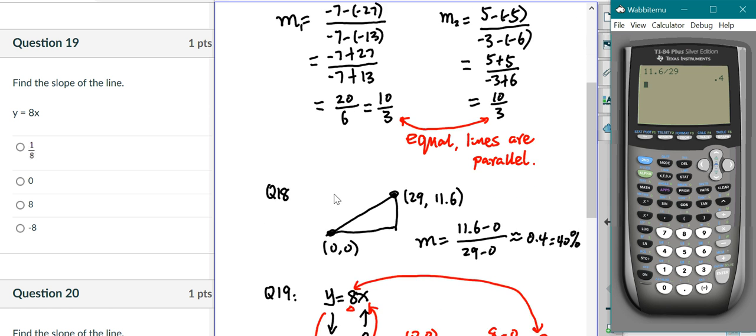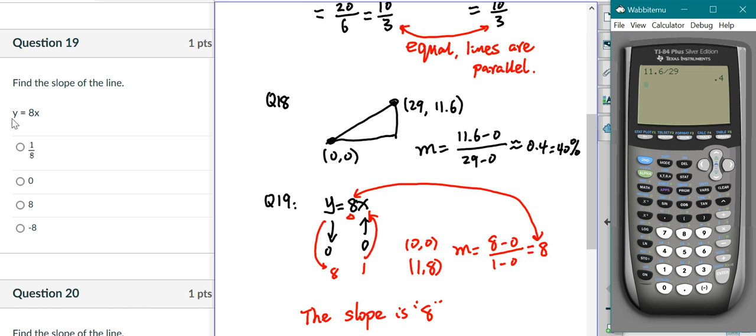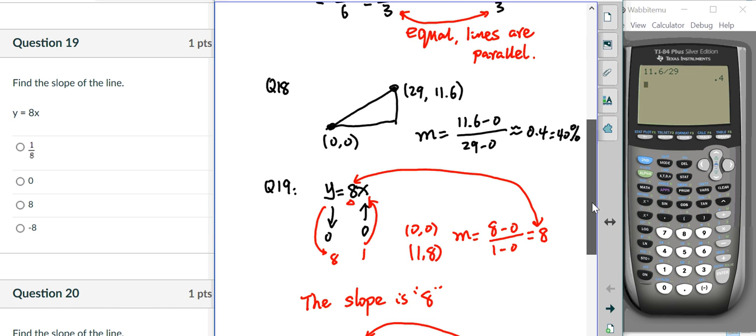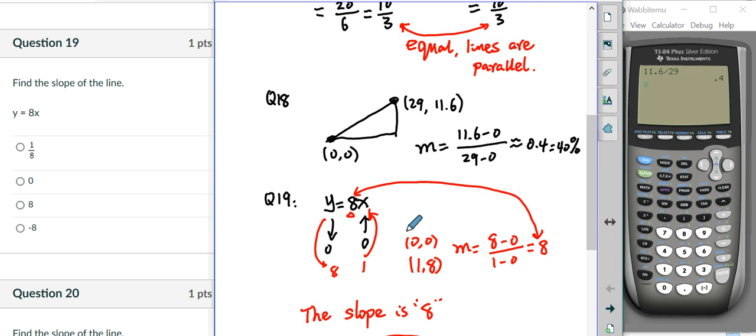Question 19. Question 19, we are given a line. We want to find out the slope. To find out the slope, we need 2 points. And here we can construct any 2 points. I like to plug in 0 here. When x is 0, 8 times 0, I get y is 0. So 0, 0 is on the line. You can see 0, 0, you plug in here, then you know it satisfies this equation.